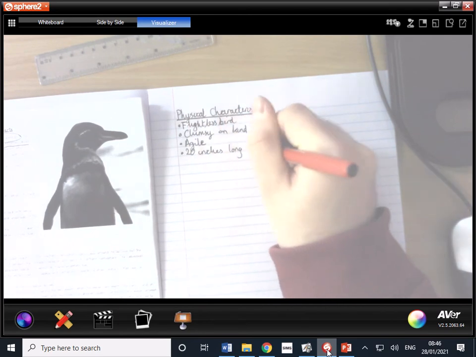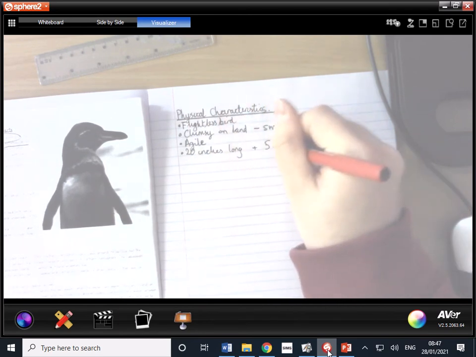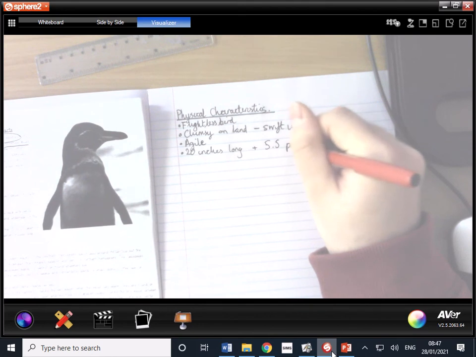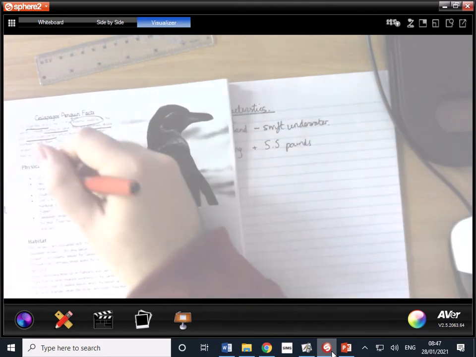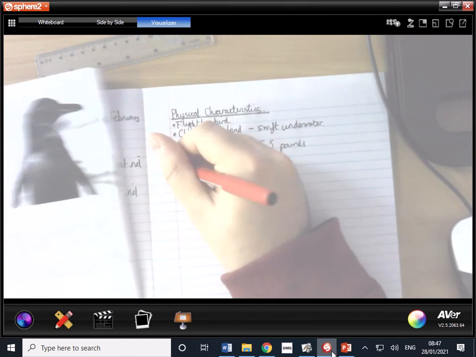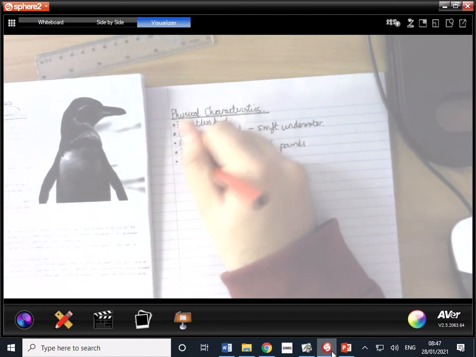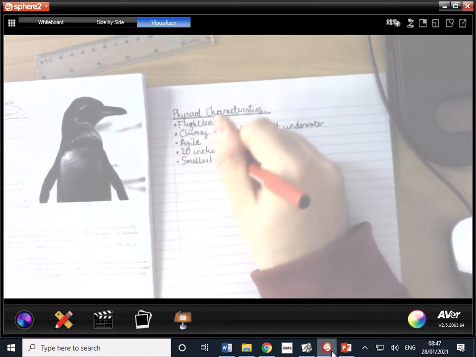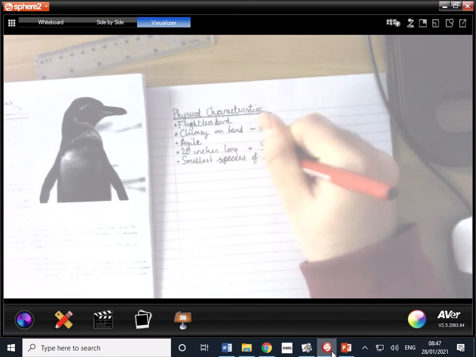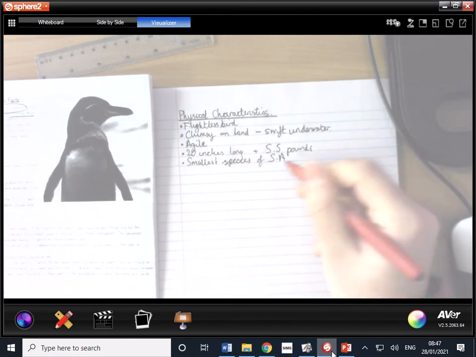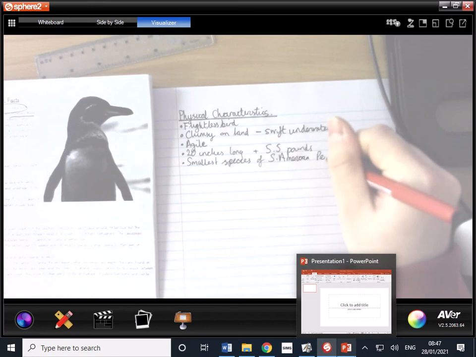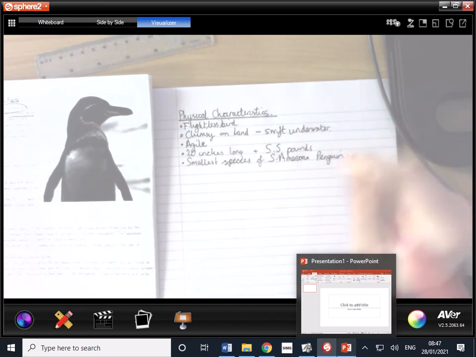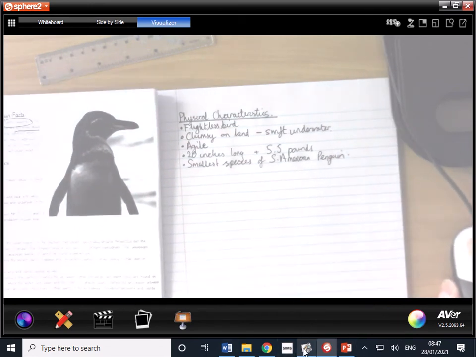And I'm going to combine height and weight together, and 5.5 pounds. I think it said, yeah, 5.5 pounds. So I'm looking at this part here. Smallest species of South American penguin. So I'm going to abbreviate South American to S American, just because. Alright, so there's a couple of notes that we can take on that one there.